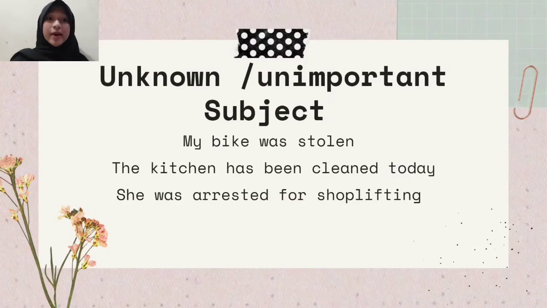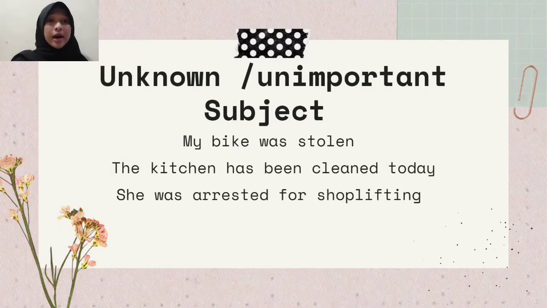Second, use the passive when the subject is unknown or unimportant. What does that mean? Let's look. First, my bike was stolen. Second, the kitchen has been cleaned today. Third, she was arrested for shoplifting. Why do you think you use the passive in these three cases? In these examples, you either don't know or don't care who did the action.